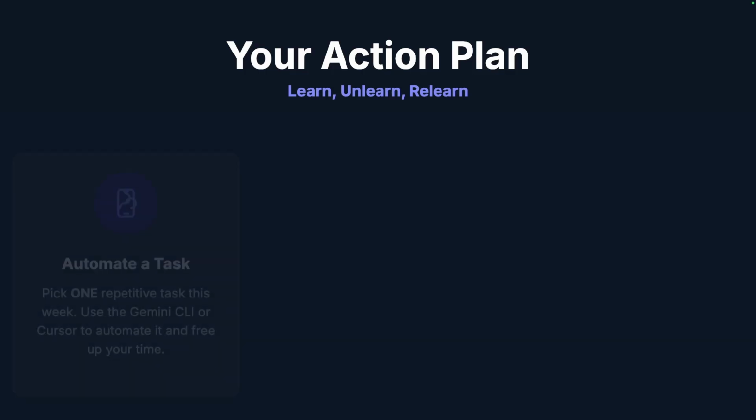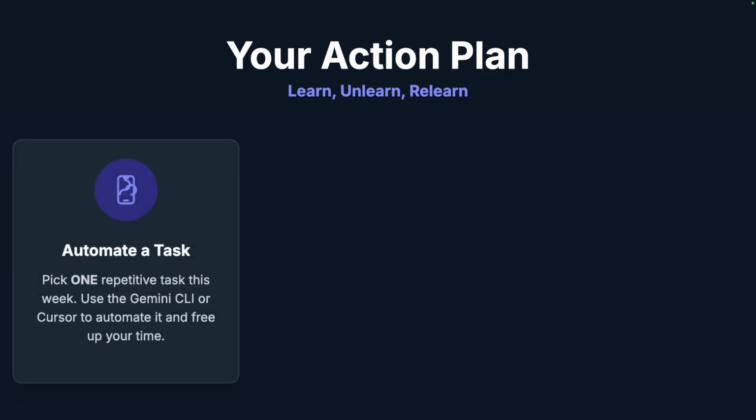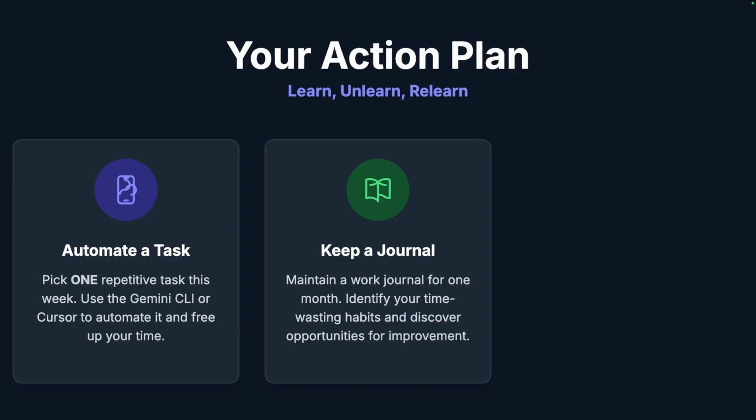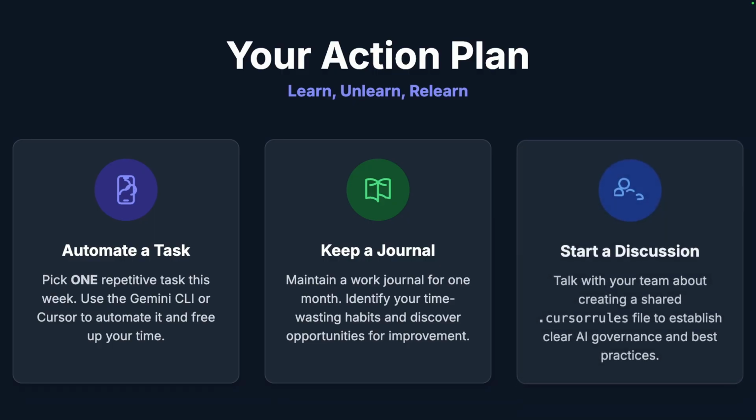Your first task is to pick one task that you can automate using either Gemini CLI or Cursor. So think of a repetitive task and try and automate that. Your second task is to maintain a journal of all the things in your life at work that are wasting your time. All these things can potentially be automated. Your third task is to speak to your team about establishing a standard of conventions using AI tools such as a .cursor file, and understanding what governance implications are involved in that.